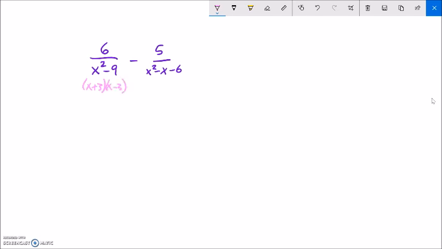And if I take a look at this one, things that multiply to negative 6 and add to negative 1 would be x minus 3 and x plus 2.